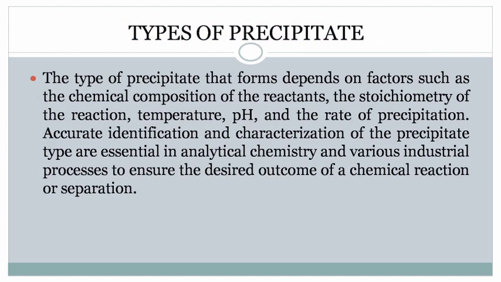The type of precipitate that forms depends on factors such as the chemical composition of the reactants, the stoichiometry of the reaction, temperature, pH, and the rate of precipitation. Accurate identification and characterization of the precipitate type are essential in analytical chemistry and various industrial processes to ensure the desired outcome of a chemical reaction or separation.